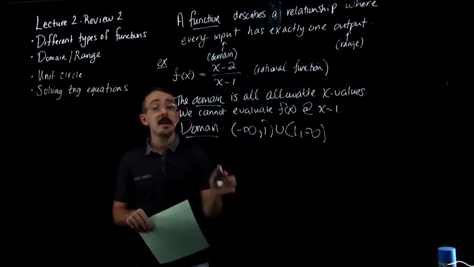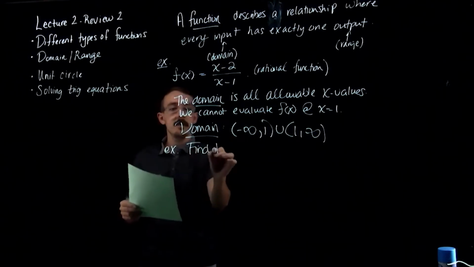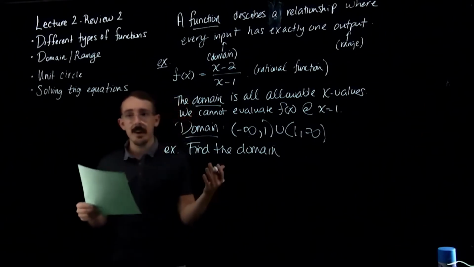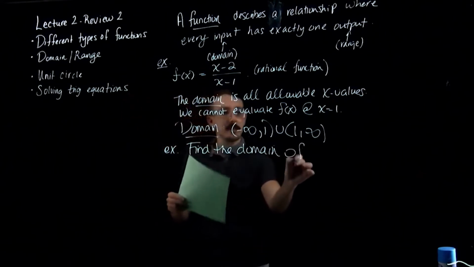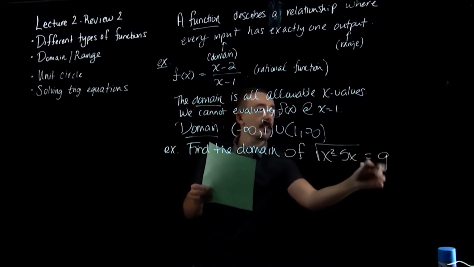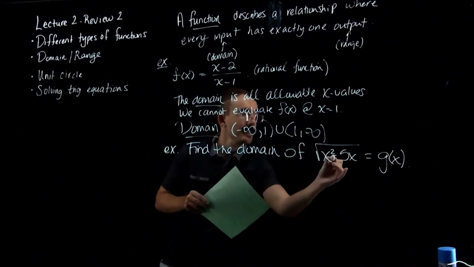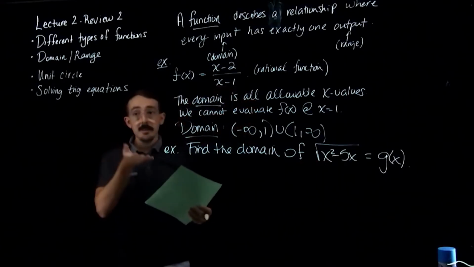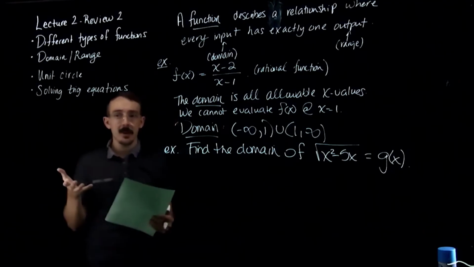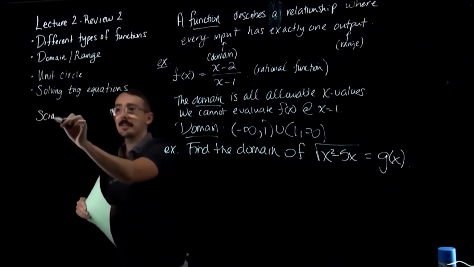Let's look at finding the domain of another function. So let's find the domain of a radical function. These come up a lot, so I should give you an example of this. Let's do the square root of x squared minus 5x. We're going to call that g of x. For this particular type of function, there is a restriction. What can you not take the square root of? What types of numbers? So for example, I'll do some scratch work over here.